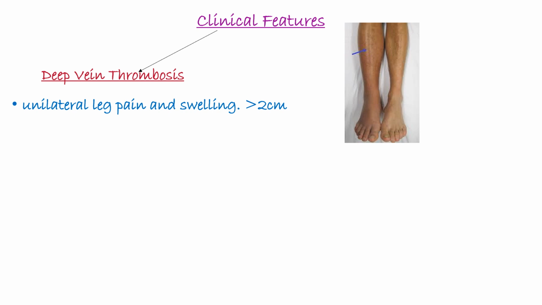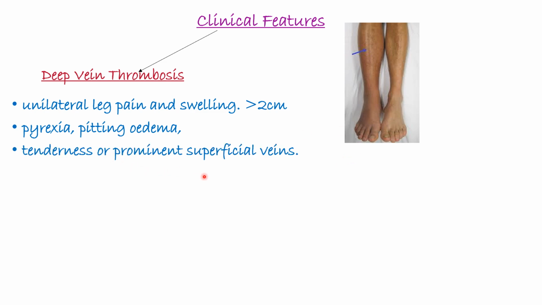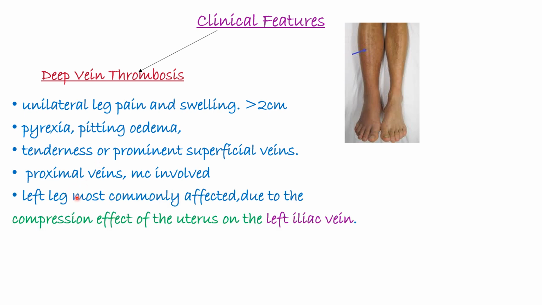So as you can see here, it's usually unilateral. Rarely do you have bilateral DVT, only in rare cases. Most times it's usually unilateral. The next thing is you can have pyrexia and pitting edema in the affected limb, tenderness and prominence of superficial veins in the affected limb, and most commonly in pregnancy, the proximal veins are usually affected. In addition to that, the left leg is also commonly affected.